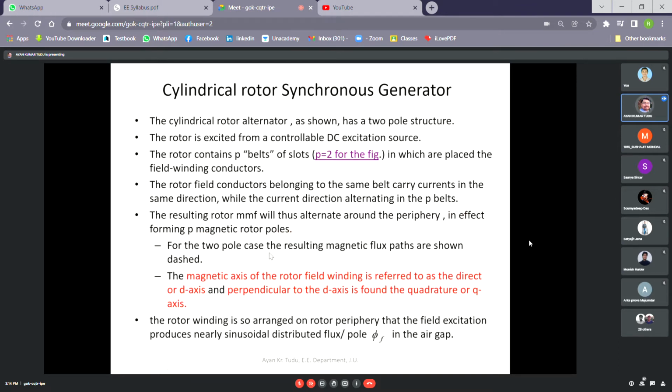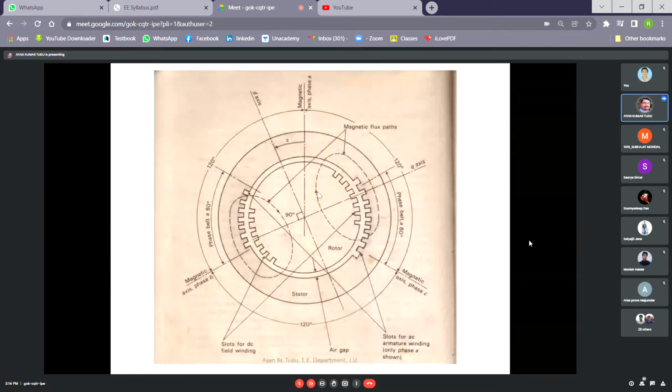So for the two pole case, what will happen? For the two pole case, the resulting magnetic flux paths are shown dashed, as you can see here. This is the rotor MMF which will be produced, and this is the magnetic flux path. The figure that I have taken is available in your Elgard book, Electric Energy Systems Theory. From there I have got this figure.